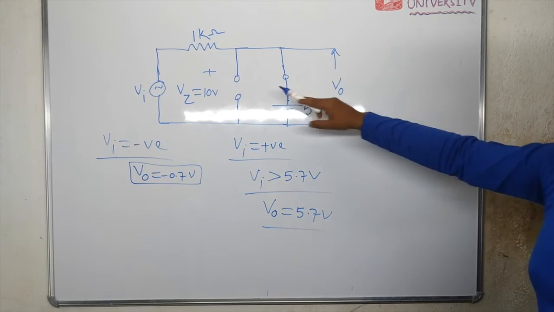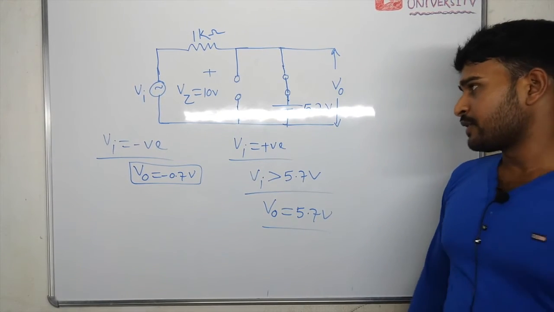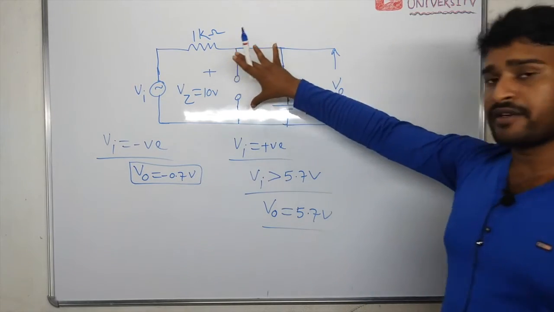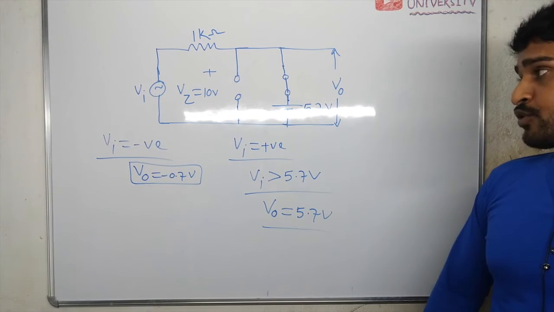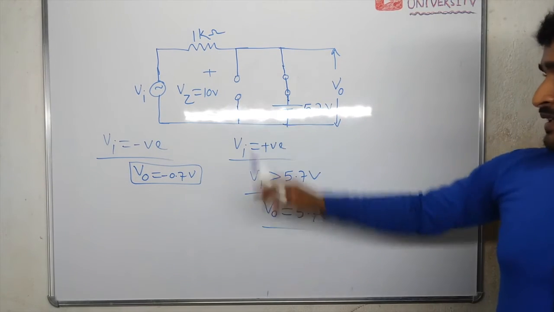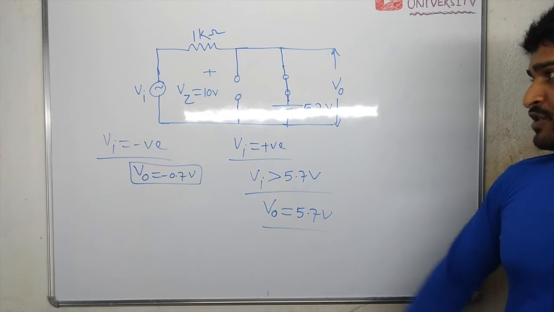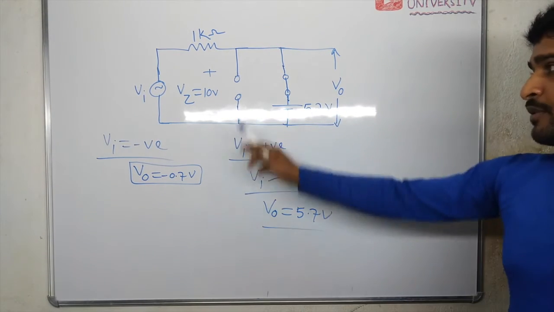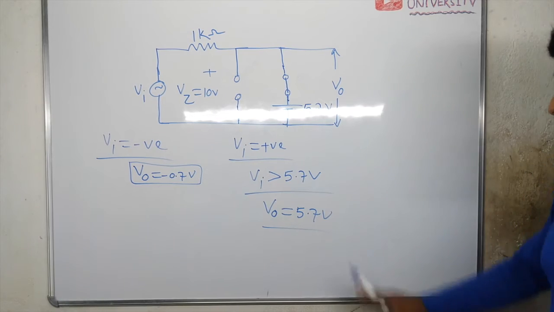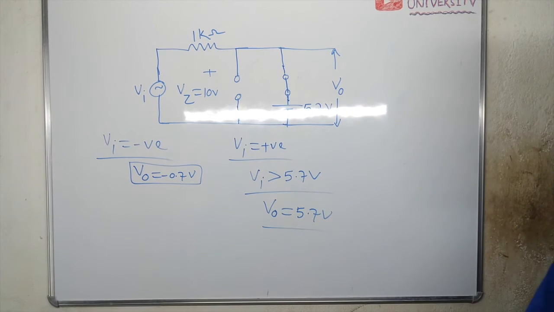And what about this Zener diode? What is the voltage available across this Zener diode? 5.7. What was the breakdown voltage of the diode given? 10 volt, which is more than 5.7, so the voltage is less than the breakdown voltage. So this Zener diode will be reverse biased but not in breakdown, so it will be considered to be open circuited. So what is the output voltage? 5.7 volt.